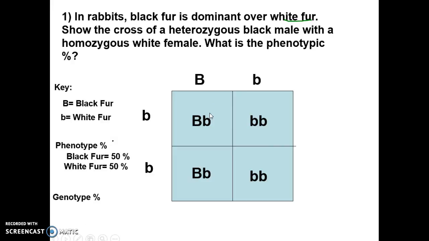But if they ask for the ratio, you would put 2 black and 2 white. You just count. If they ask for the genotypic percentage, it would be, again, 50-50. But instead of black and white, it would be 50% heterozygous and 50% homozygous. If they ask for the ratio, it would be the same thing, 2 to 2, but in this case, it would be 2 heterozygous and 2 homozygous recessive. Sometimes it's different, so make sure you pay attention.